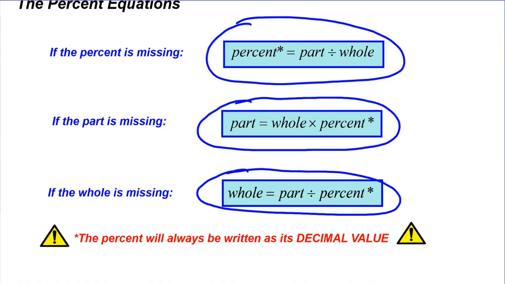Now you'll notice there's an asterisk next to the percent in every one of these equations. This is the most critical point right here. The percent will always be written as its decimal value. In every one of these equations, the percent will always be represented in its decimal form. So you always have to convert the percent to the decimal, or convert it to a percent when you're trying to find it. That's something you have to remember when using percent equations: percents will always be in their decimal form.